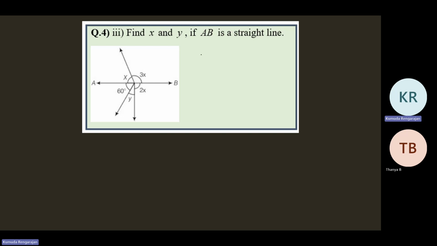So 60 plus y plus, we got x is 45, so 2 into 45 is 90. The sum of these three angles is 180. 60 plus 90 is 150, plus y is 180. Y is equal to 180 minus 150, 30 degrees.